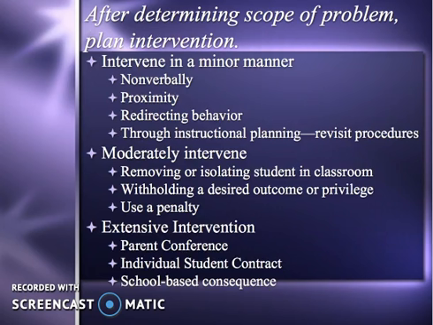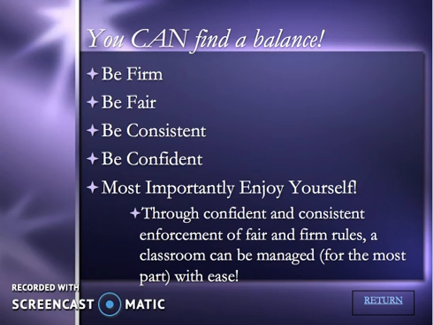You might start by intervening in a minor manner, or moderate interventions, or extensive interventions. Extensive interventions might include school-based consequences, individual student contracts, definitely parent conferences. For me, always reach out to the parents. Engage with the parents. Make it clear to them what is expected for the student and to the student what's expected. But you can find a balance. If you're firm, fair, consistent, and confident, you'll totally be fine.